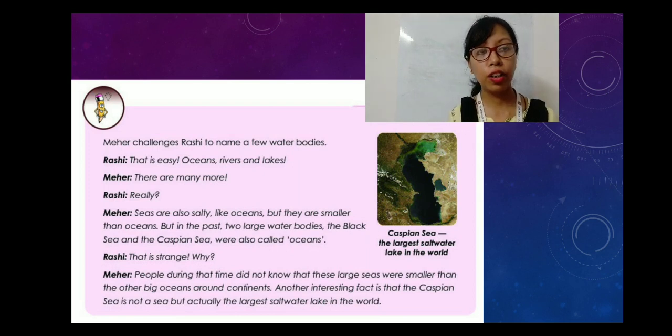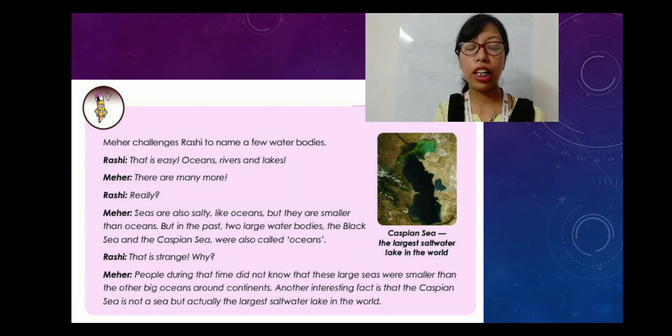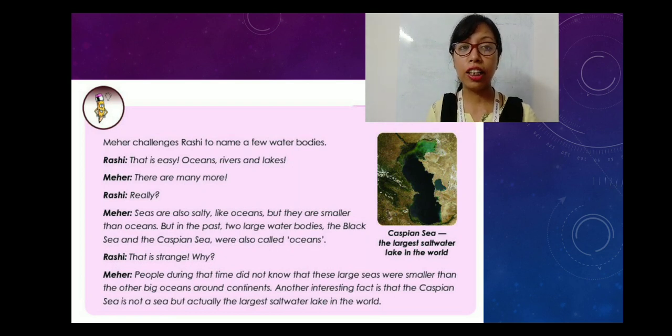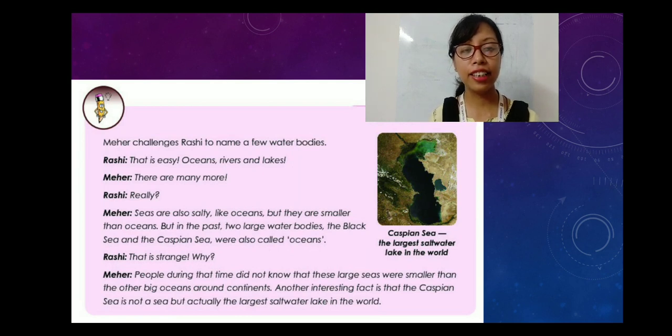So why is it called that? The most important thing is, in the past, as people were not able to explore much, they didn't know that the oceans were much bigger than the seas. Therefore they thought that these two are the largest ones, so they called them oceans, but actually they are not. They are seas, because they are smaller than the oceans.